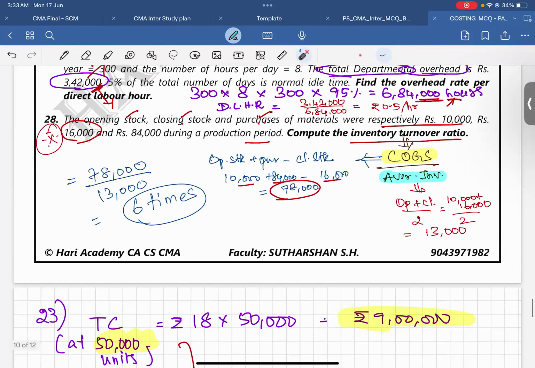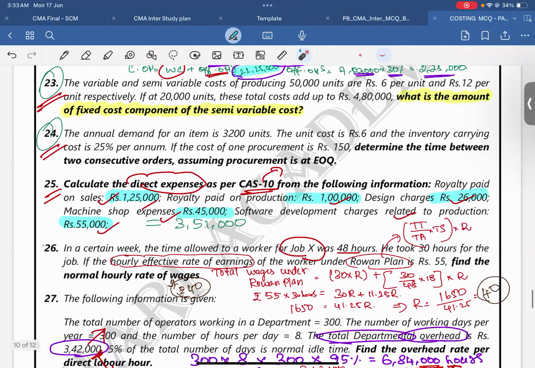Next, 24. Interesting one, important one. The annual demand for an item is 3,200 units. So A is 3,200. Unit cost is 6. Inventory carrying cost is 25 percentage per annum. So 6 into price, unit cost is the purchase price, 6 into 25 percentage. I think it is one half of it.